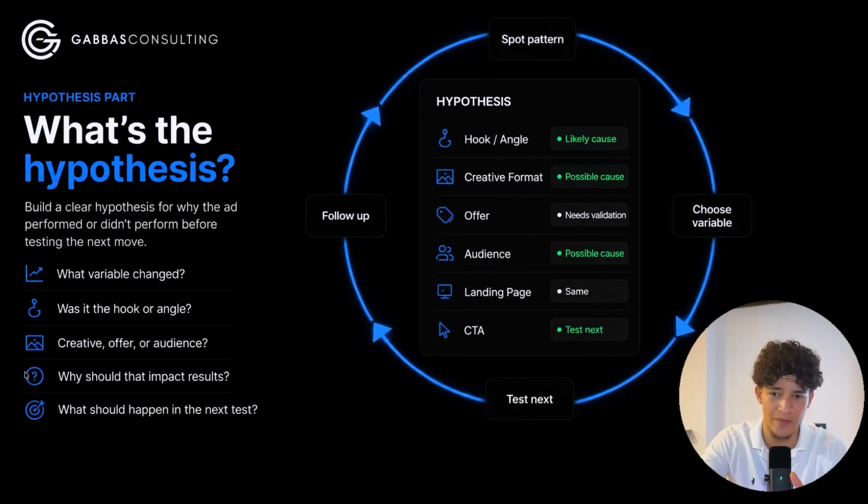First of all, it should be very clear why the ad performed or why the ad didn't perform. At the end of this step, you should have an exact statement and what you exactly do for your next ads. Things you should figure out is what variable changed. This was the step before. Then you take this and actually compare the variables. So if you only changed one, perfect, you now know the exact reason.